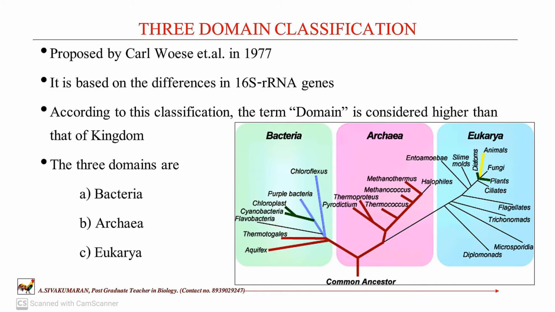So first we classified the living organisms into plant kingdom and animal kingdom. Actually, to speak, these domains are a little higher than these kingdoms. So it's a wide group. The three domains are bacteria, then archaea and eukarya. Under eukarya come all the animals, fungi, plants, etc.